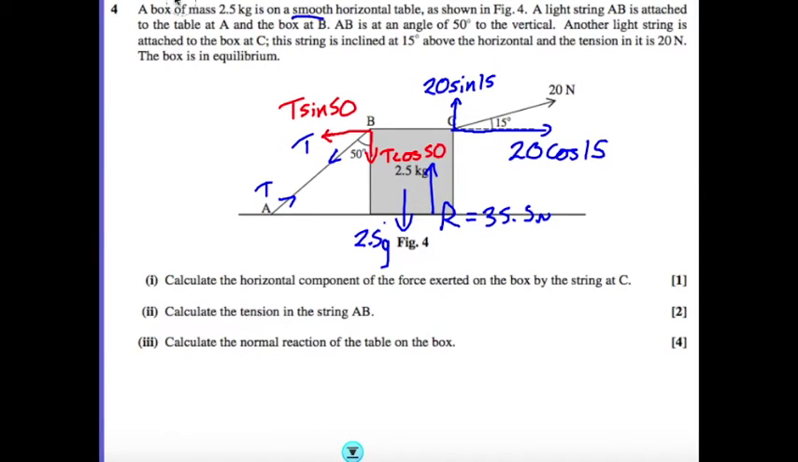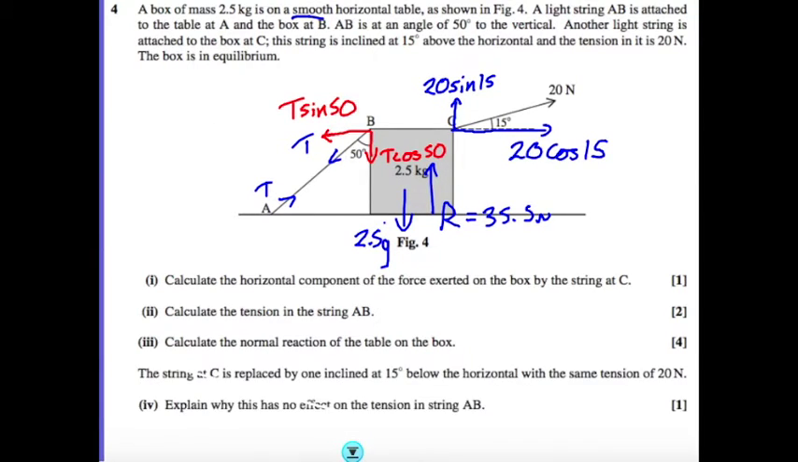So finally, we are told the string at C is replaced by one inclined at 15 degrees below the horizontal. So they're changing it. Instead of going up, it is now going down with the same tension of 20 newtons. So explain why this has no effect on the tension in string AB.